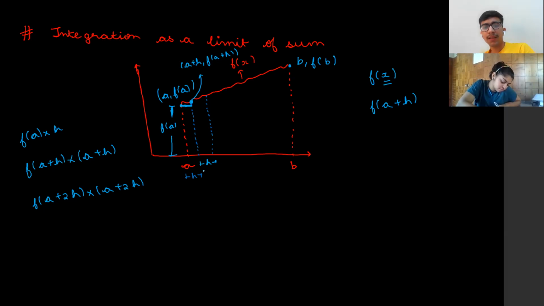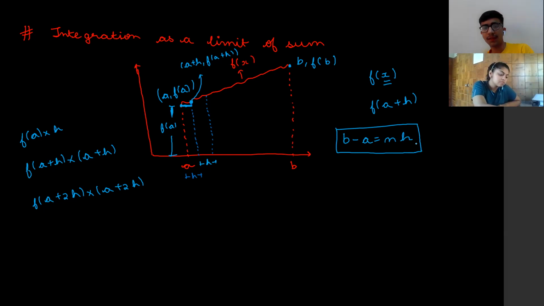So what I'm saying is I'm dividing this b minus a wala region into n rectangles of width h. So can I say that b minus a will be equal to n times h? Can I say this? b minus a will be equal to n partitions of h, right?